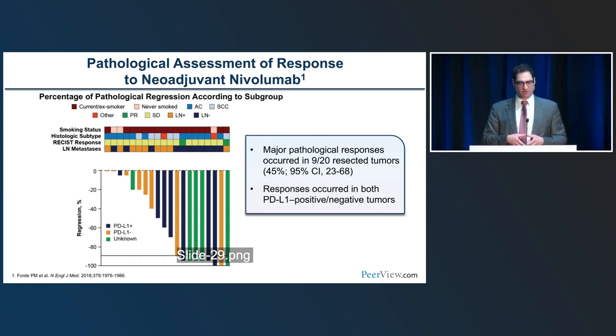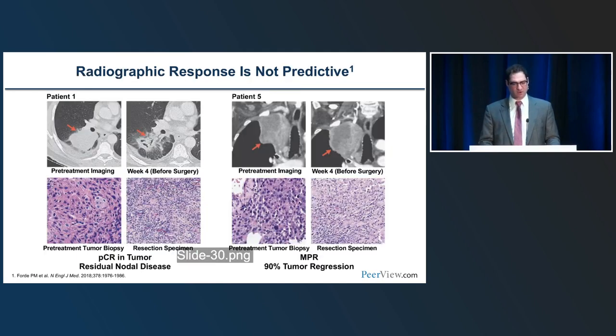Ford and colleagues and others have been looking at neoadjuvant nivolumab and other similar immune checkpoint inhibitors in patients with resectable non-small cell lung cancer. You can see here in this study, there were major pathologic responses in 9 out of the 20 resected tumors. You could see in the plot below the depth of pathologic response and regression. And these responses occurred in both PD-L1 positive and negative tumors. So this was really exciting to see in terms of major pathologic response in patients treated with neoadjuvant nivolumab.